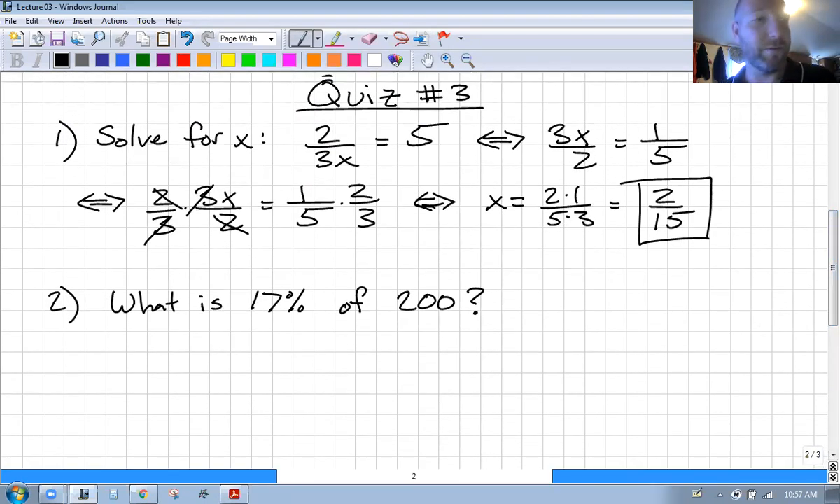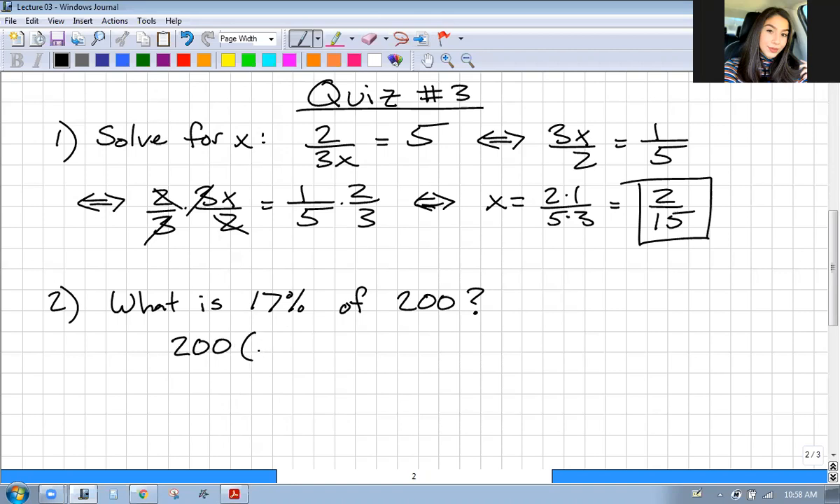All right, y'all ready for number 2? Yes. All right, so we want to get 17% of 200. So we take 200, we multiply it by 0.17. You're totally welcome to use your calculator anytime you want. 200 times 0.17 is 34. This one you could do in your head.